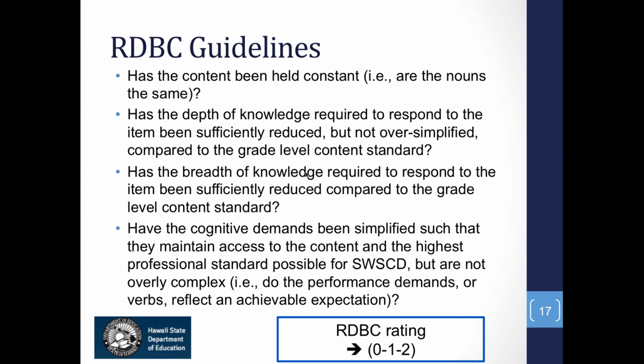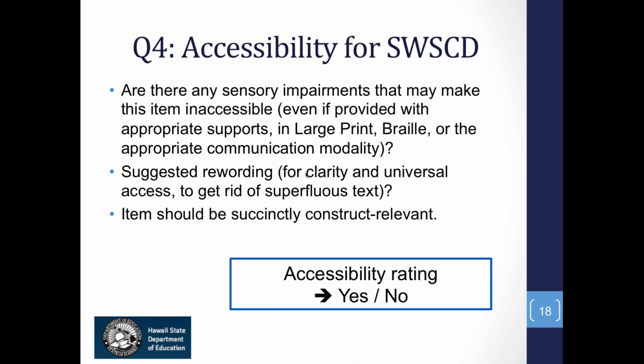In other words, you want to keep in mind a very high, aggressive expectation for students with significant cognitive disabilities, because that's what tests are trying to do, is push that envelope. But it shouldn't be at a level where it's almost ridiculously difficult or ridiculously high, if you will. And again, the RDBC ratings are 0, 1, or 2.